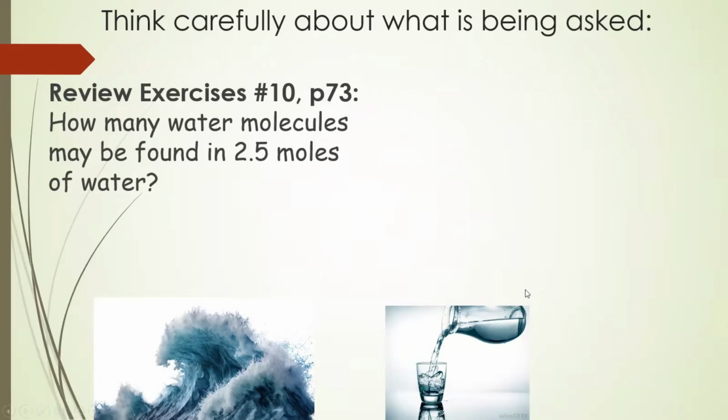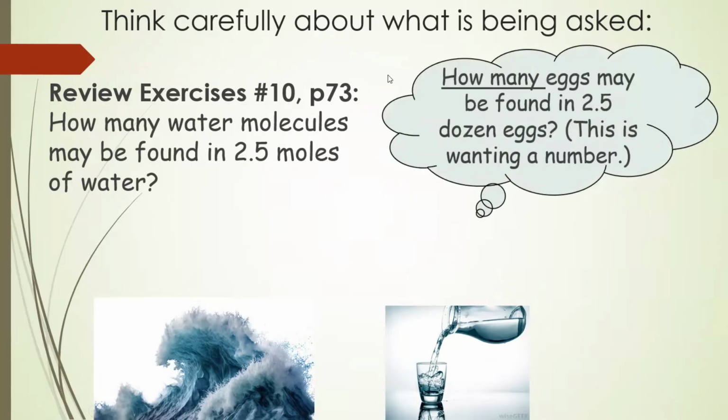Let's skip on to page 73 in your book where it says the review exercises. So let's look at number 10. How many water molecules may be found in 2.5 moles of water? So what is that asking? 2.5 moles of water. That's kind of similar to how many eggs may be found in 2.5 dozen eggs. So do you see the difference? It's wanting a number. So how many moles, how many dozens, or how many pairs?